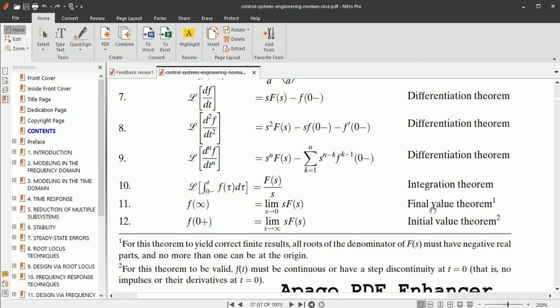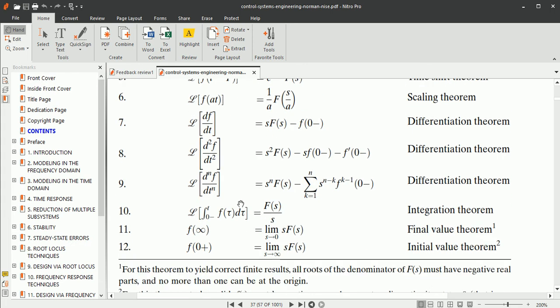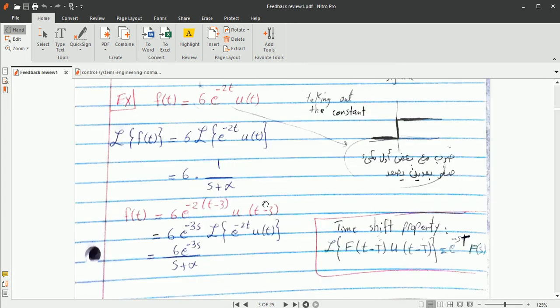So this formula is very important, the final value theorem. f of infinity is equal to the limit s approaches 0 of s into F of s. The initial value theorem is the opposite: f of 0 positive, the initial value, is the limit s approaches infinity of s into F of s. Time period is 1 over f, so time is the reciprocal of frequency, you can say the opposite of frequency, okay. So this table is very important for the control engineer, okay.